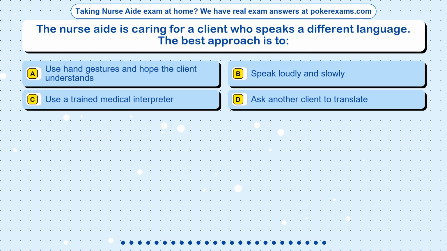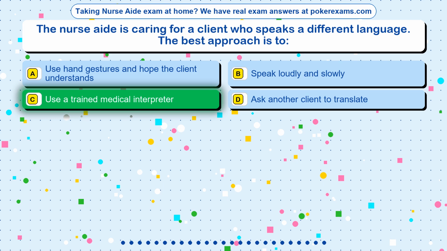Question 22. The nurse aide is caring for a client who speaks a different language. The best approach is to: Option A, use hand gestures and hope the client understands. Option B, speak loudly and slowly. Option C, use a trained medical interpreter. Option D, ask another client to translate.